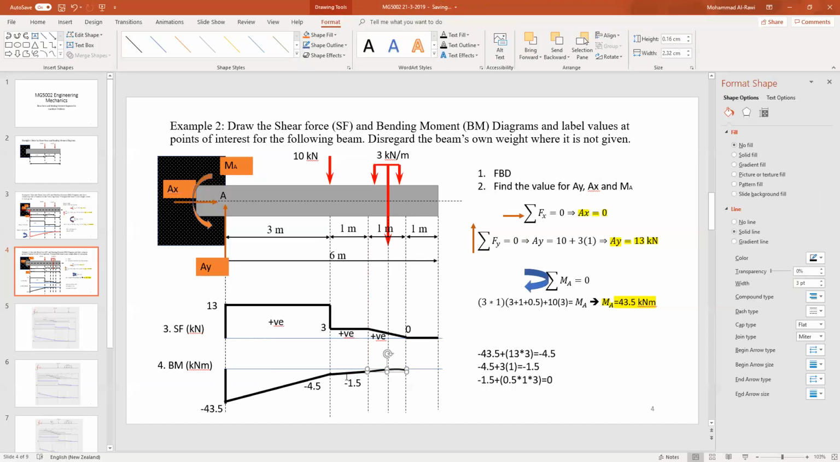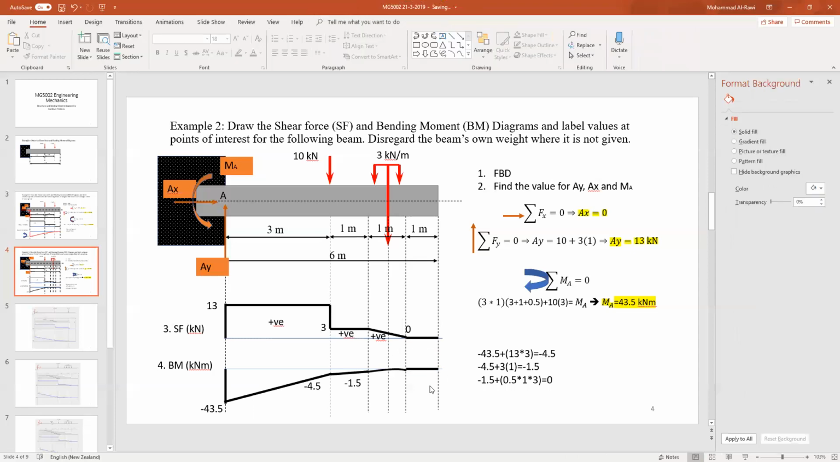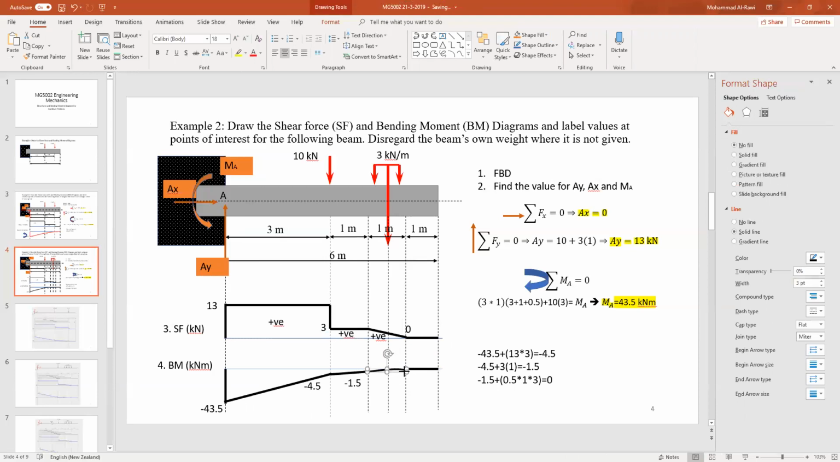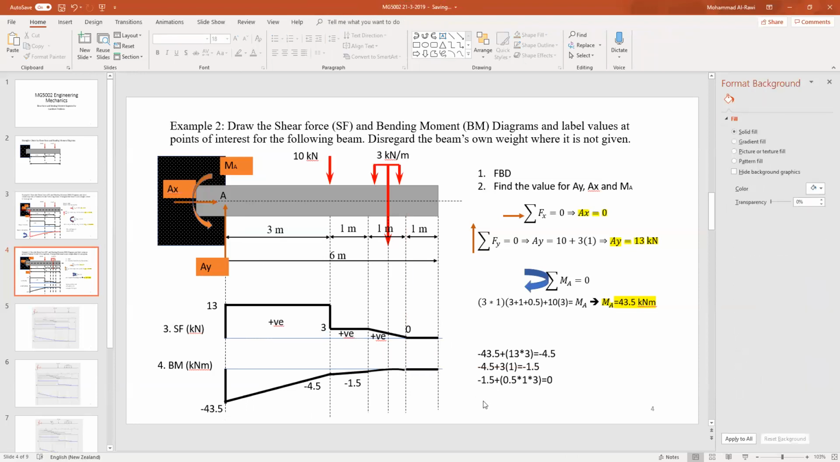Now, after that point, we should have a flat line going to 0, because there are no other forces acting in that direction. So the maximum bending moment is happening at the fixed support, which is minus 43.5 kilonewton meters. We need to just adjust that one. It's a bit tricky because of the corner of it. So that's how it looks.